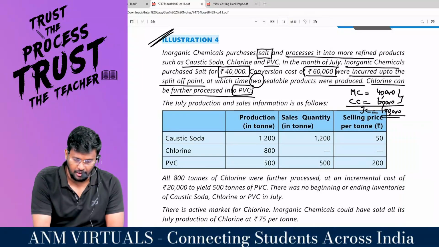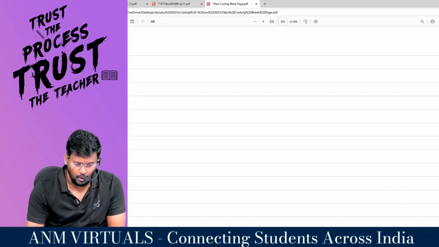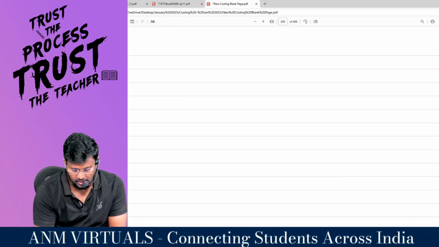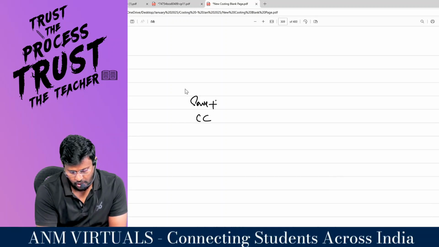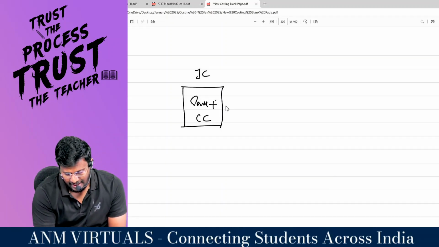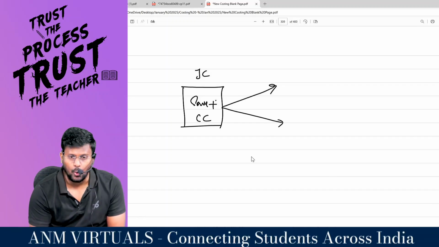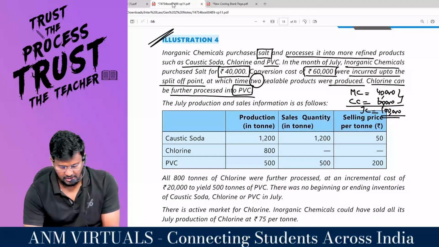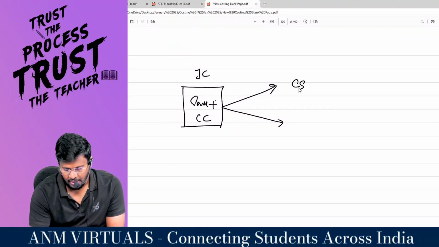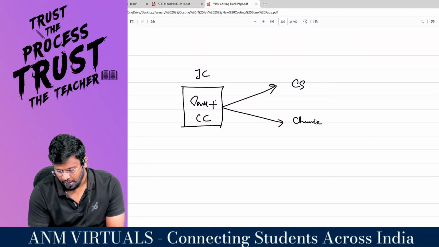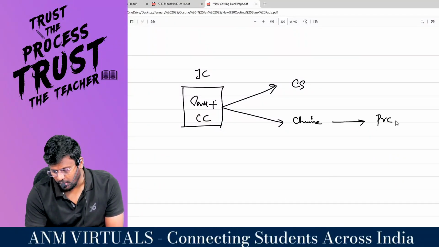So how does the question proceed? My dear lovable students, you are putting salt plus conversion cost. This is the joint cost you are incurring. By incurring joint cost, you are getting 2 outputs. Output number 1 is caustic soda, and output number 2 is chlorine. If you want, this chlorine can be further processed into PVC.